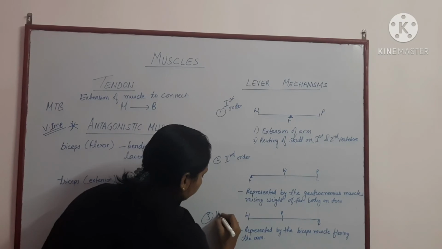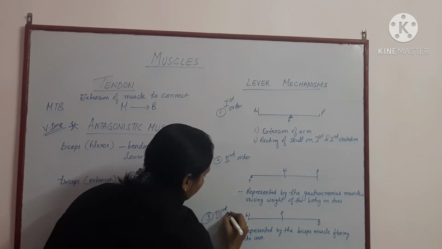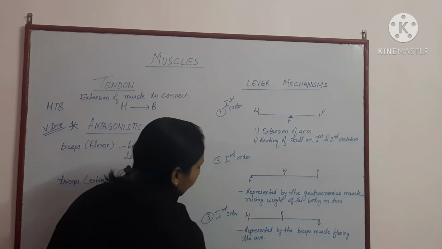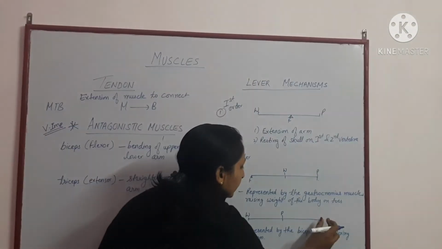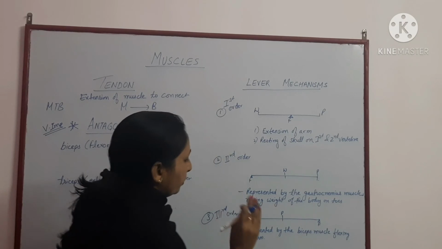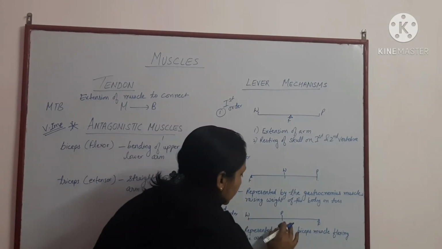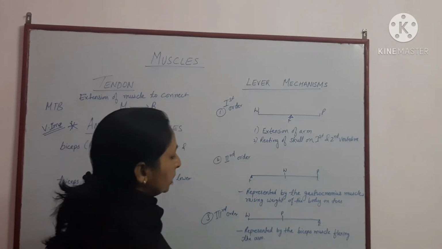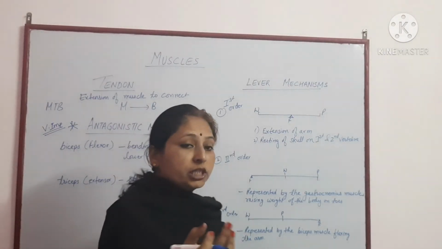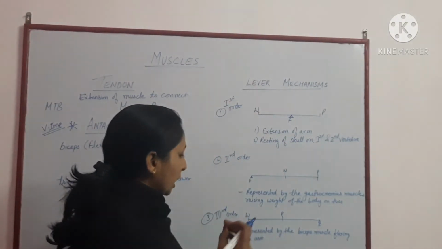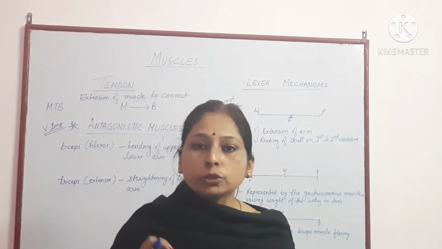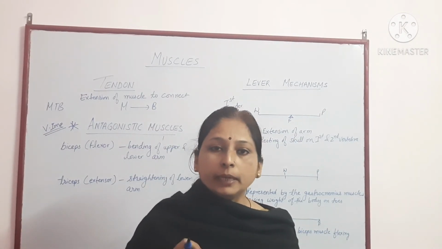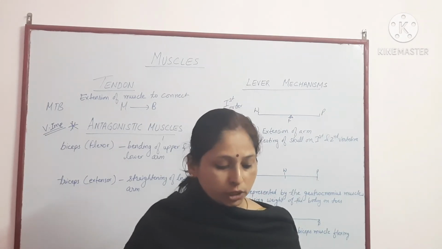Third order lever mechanism is where the fulcrum is at the end, and work and power at the first and second places. It is represented by the biceps muscles, which flex the arm, and the biceps muscles show the third order lever mechanism. This is all about the chapter.